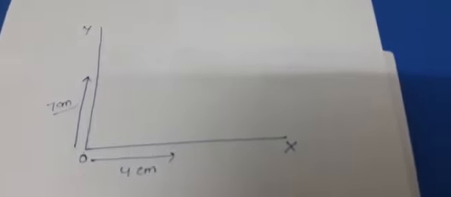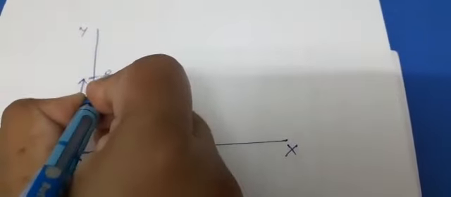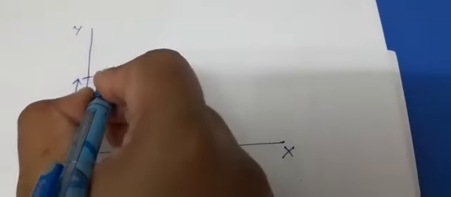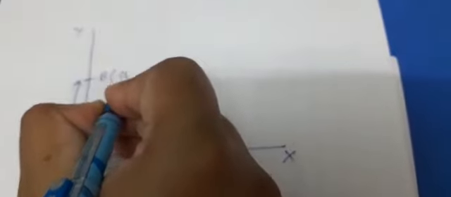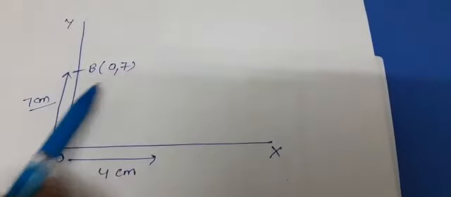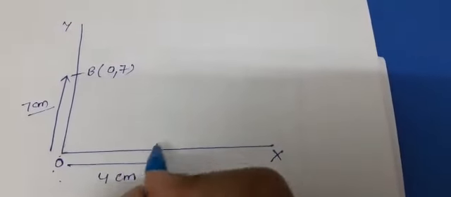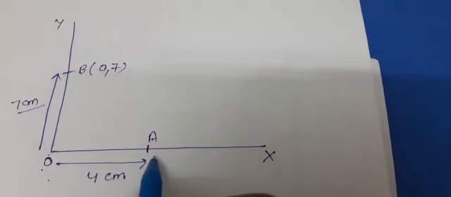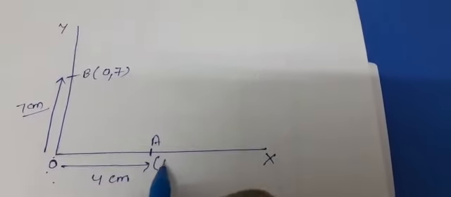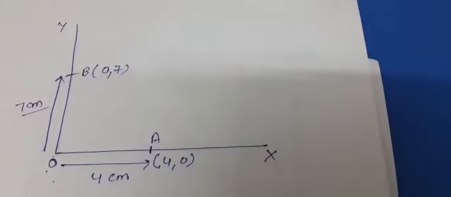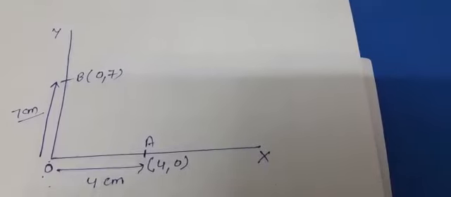That means if the body has reached point B, its coordinates with respect to the origin will be x coordinate 0 and y coordinate 7. Only one coordinate is changing. Here, if the body, after covering a distance of 4 cm, reaches point A, then this point has coordinates 4 and 0. Again, the x coordinate is 4 cm and the y coordinate is 0.